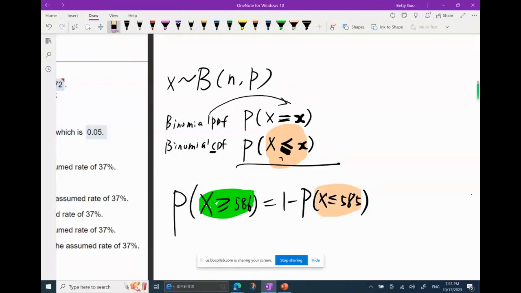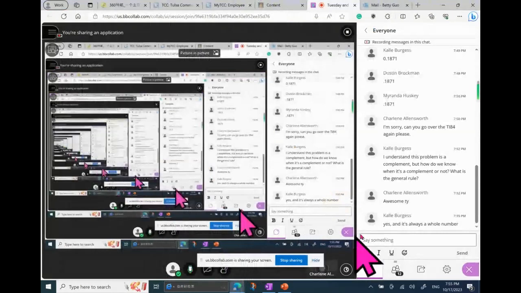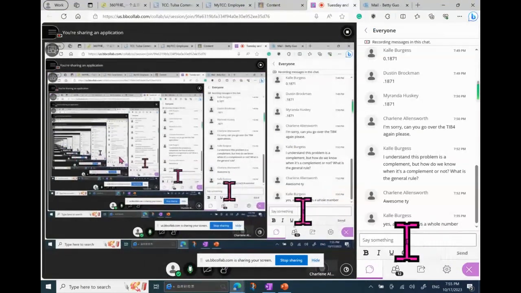And they are complements. Kelly, do you see why they are complements? Because they cover the whole list of values X could assume. Yes, and it's always a whole number. Yeah, always a whole number, exactly. Did I answer your question?